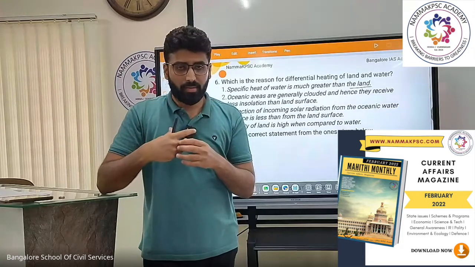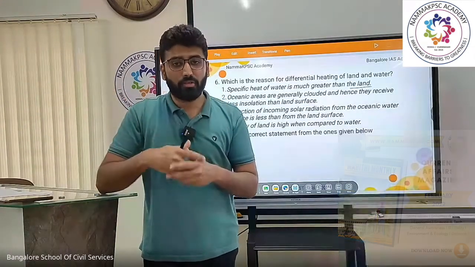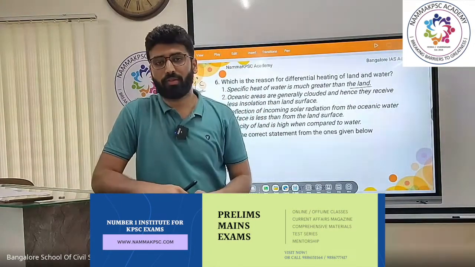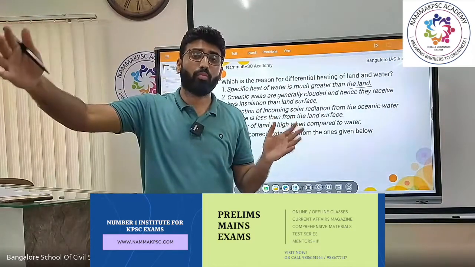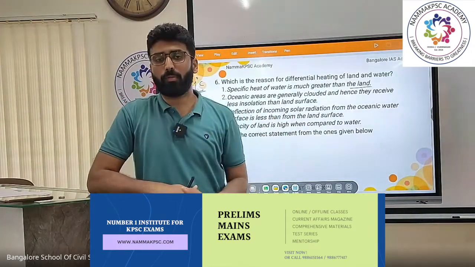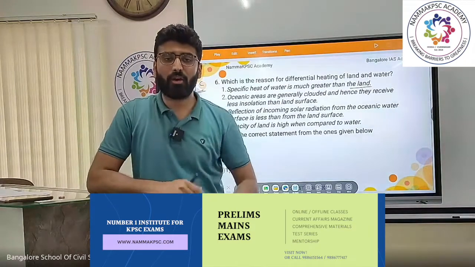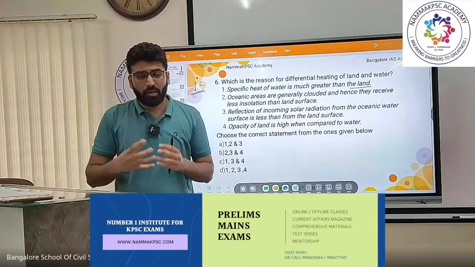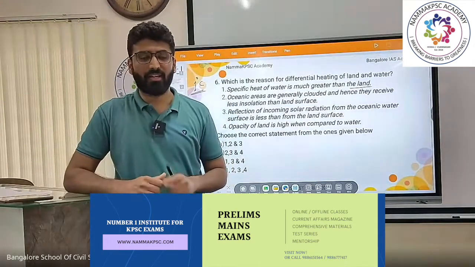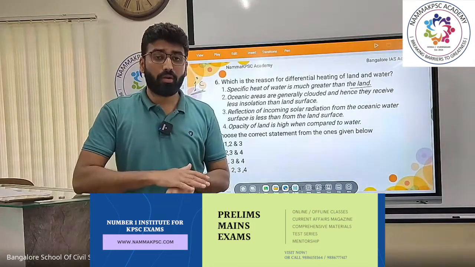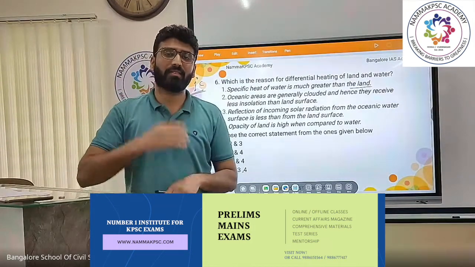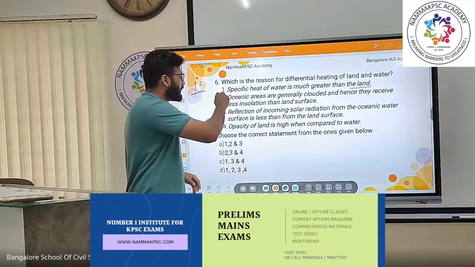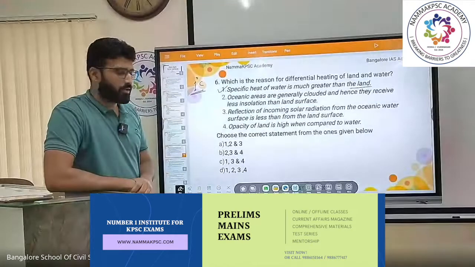Now, water being transparent or even in some places translucent, the incoming solar radiation is able to penetrate into deeper layers, and therefore it has to heat up more volumes of water. On top of that, water is not stagnant, rather you have mixing of water, and due to mixing of hot and cold water, you'll require more energy from the incoming solar radiation to increase the temperature of water. That is why we say specific heat of water is greater than that of land. So the first statement is correct.